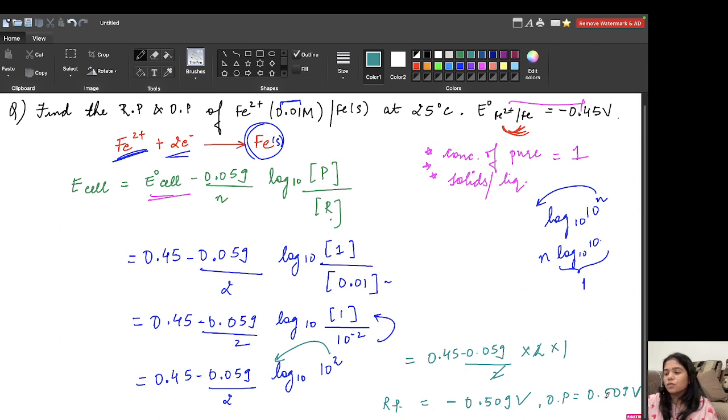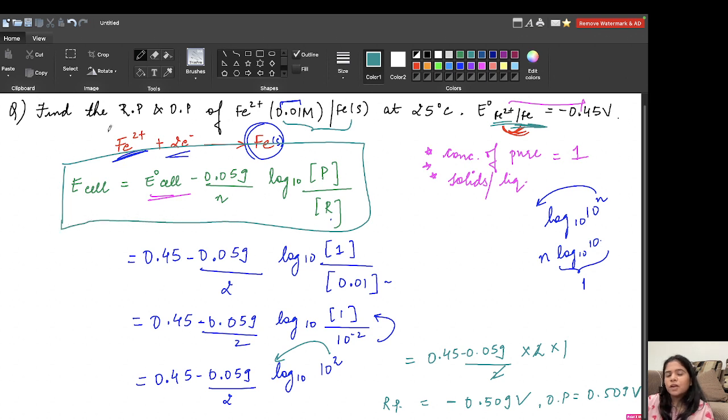So I'll just revise what we did. We need to find the reduction potential and oxidation potential of this thing given. Both we need to find. You can find either oxidation potential or reduction potential. The reason why I'm finding reduction potential is because it will be much easier, because reduction potential value is given. We know the formula. E is equal to E naught cell minus 0.059 by n log base 10 product by reactant. This is already known to us, right?